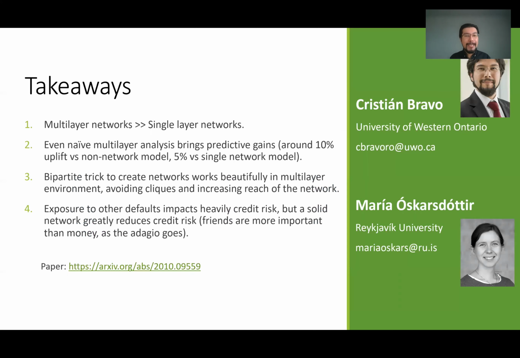And that's that. Our takeaways. Multi-layer networks are much better than single-layer networks. It makes sense to use the networks if you have them, all of them. Even naive multi-layer analysis, even if you don't have the computational capacity or the time to calculate too much, just using centrality measures is very relevant for this. And the bipartite trick to create networks, even when you seem to only have cliques, so connections that seem to be very concentrated, by using these bipartite tricks and using multi-layer networks, you can create these complex network structures.